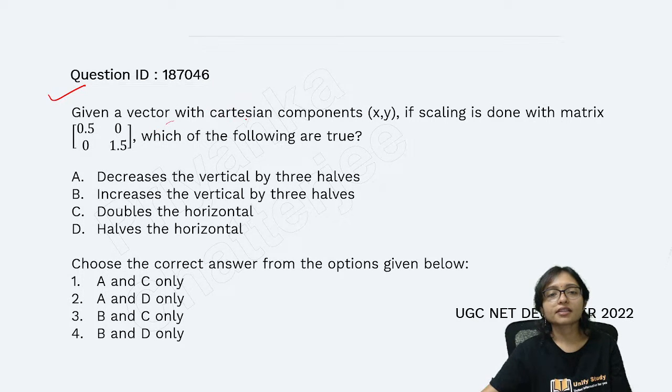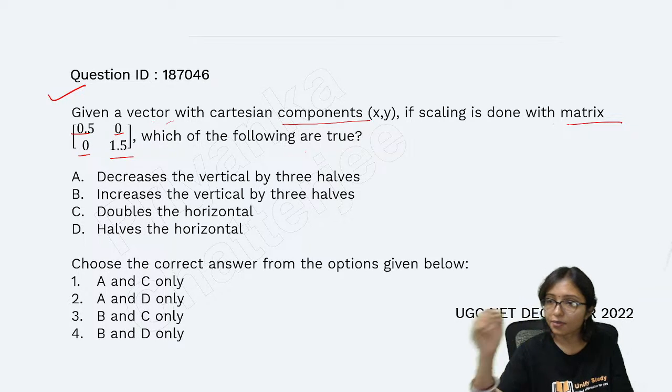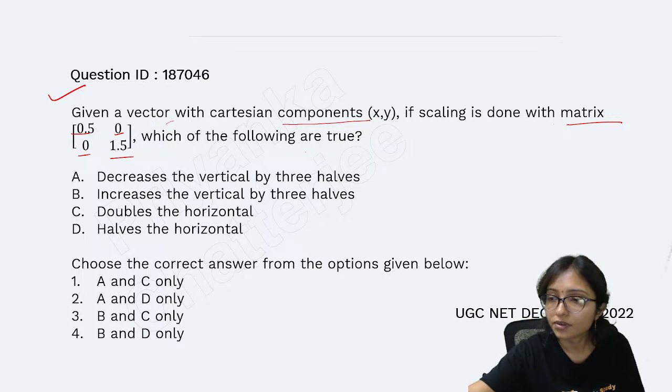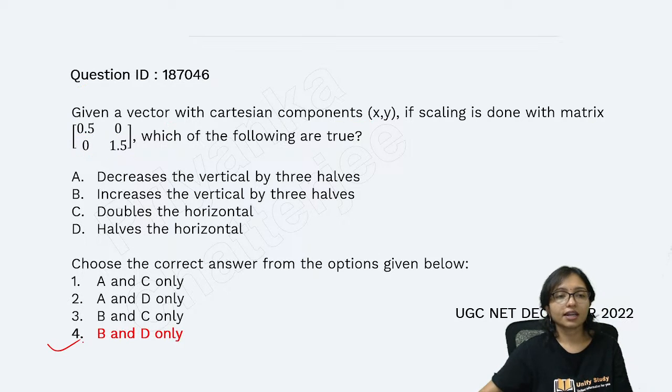Given a vector with Cartesian components x, y, if scaling is done with the matrix 0.5, 0, 0, 1.5, then which statements are true? Yes, answers are coming. Very good, everyone. Option D is the correct answer.